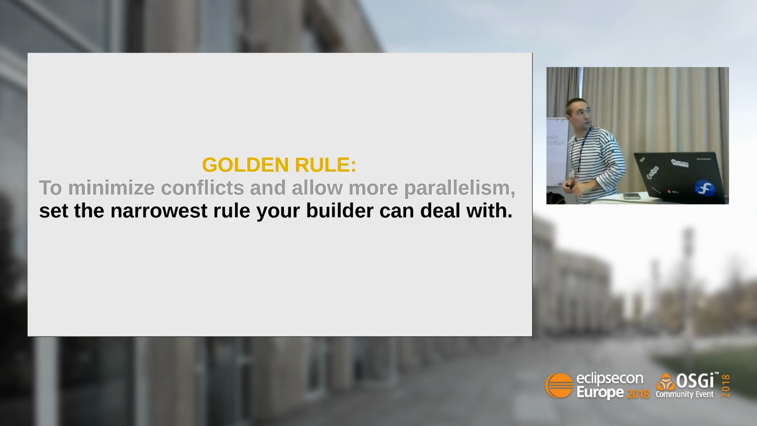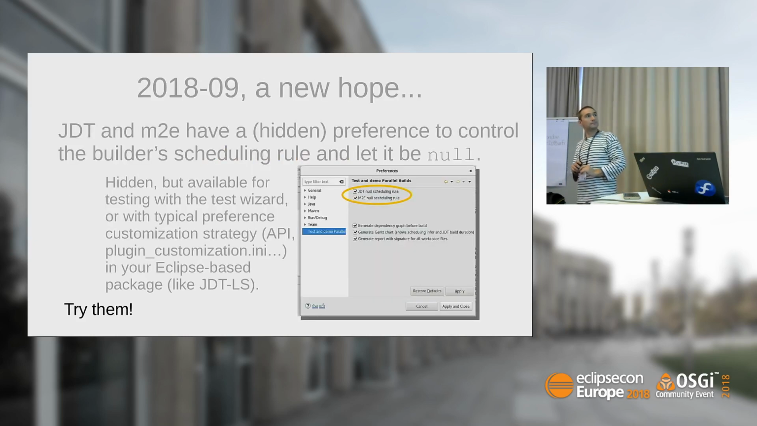So remember this golden rule: to minimize conflicts and allow more parallelism, you should set the narrowest scheduling rule your builder can deal with. So I've given a very black view on the state of the builders, but there is really a new hope, because this is obviously valuable.